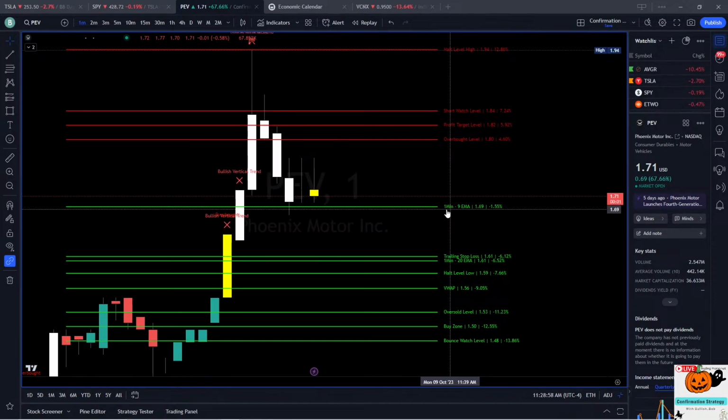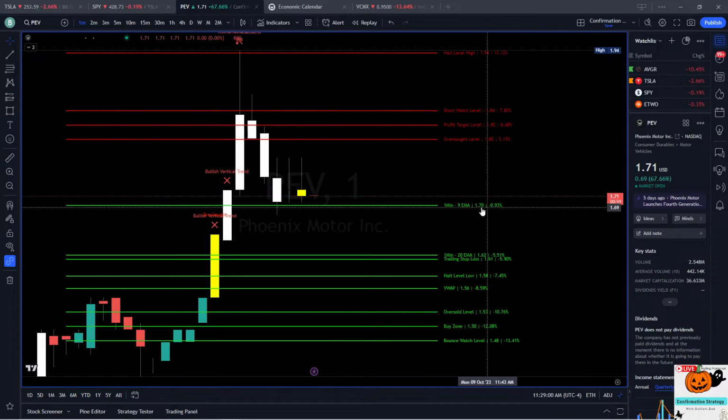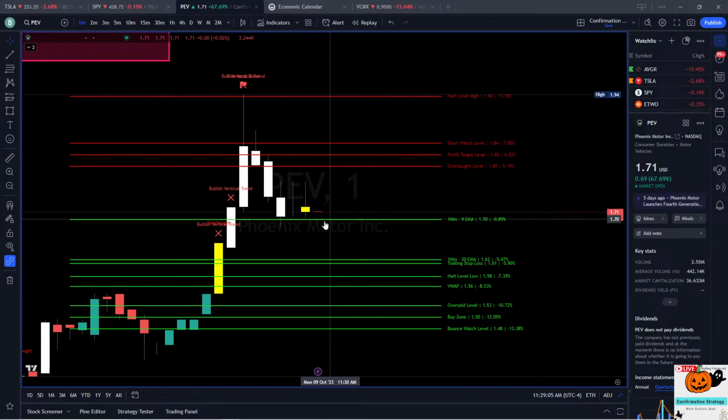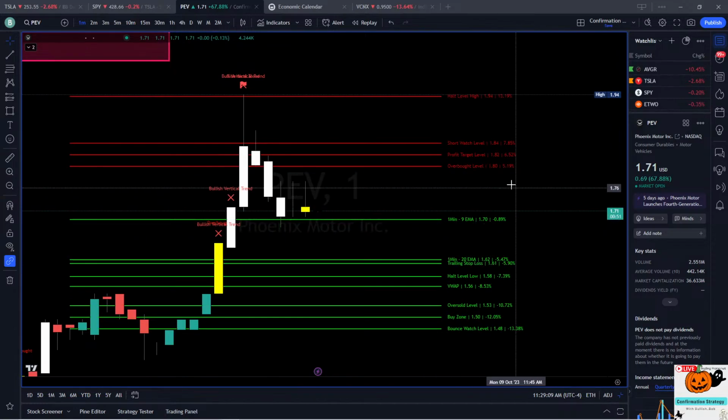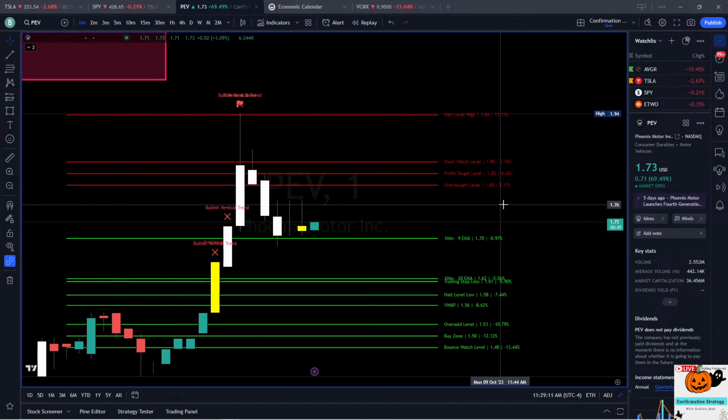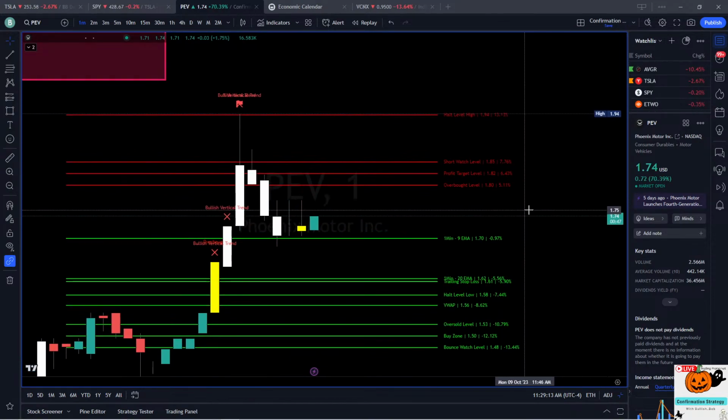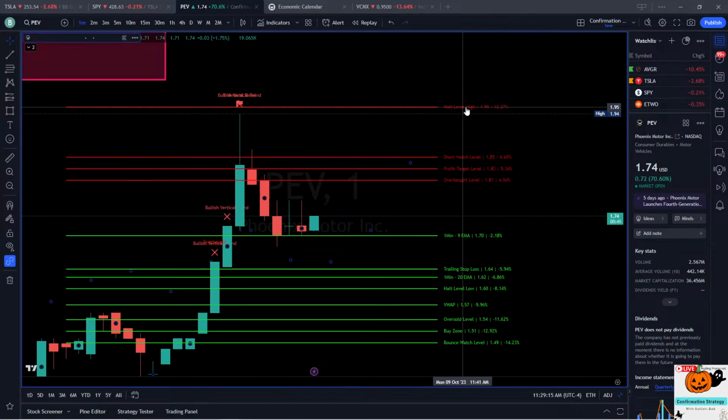So this is a 1-minute 9 EMA at $1.70 right now, and it's always adjusting with the price. As the price moves and the volume increases or decreases, so will these levels here. They will move with that price. So what are we looking at here? We've got halt levels: halt level high here, and halt level low here.